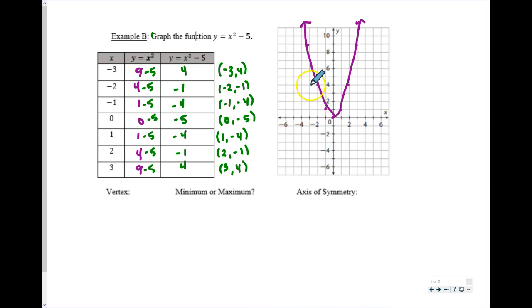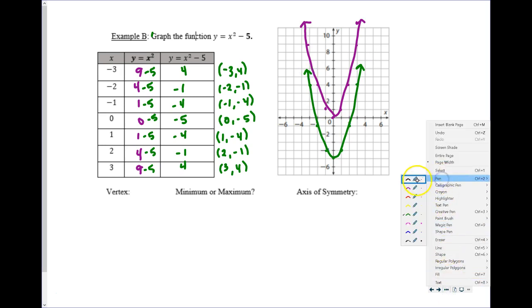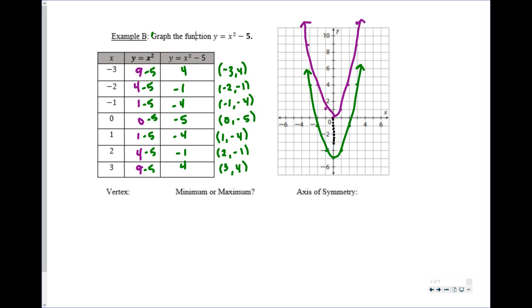Negative 3, 4, negative 2, negative 1, negative 1, negative 4, 0, negative 5, and then I'm just going to mirror the others here, like that. And when I graph this, notice what happened from x squared to x squared minus 5. It now went down 5 units, right? 1, 2, 3, 4, 5. And now it has a new vertex at 0, negative 5, right?